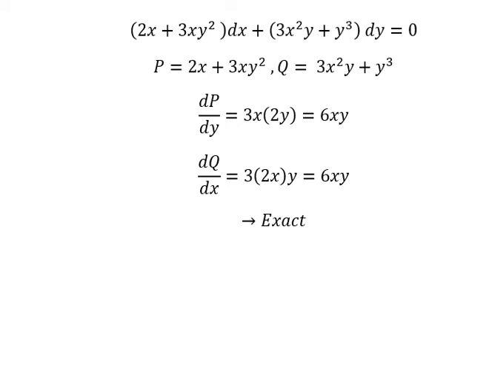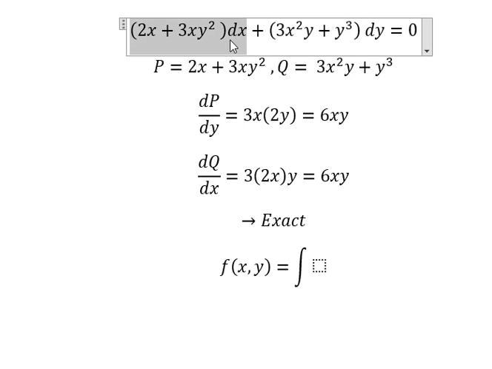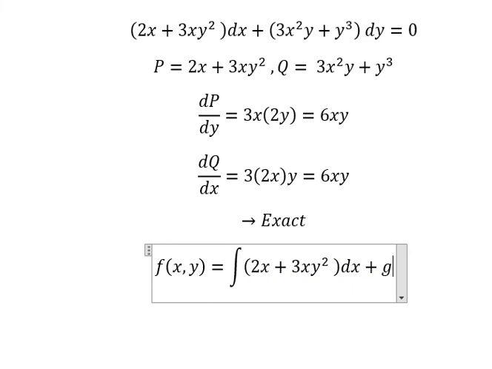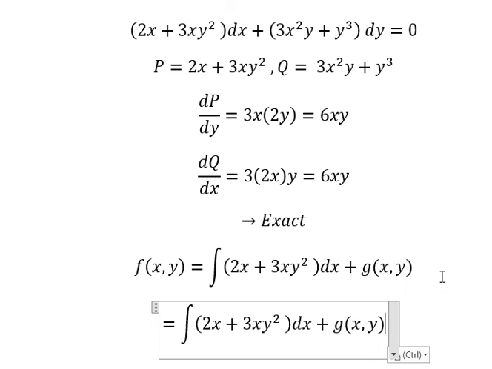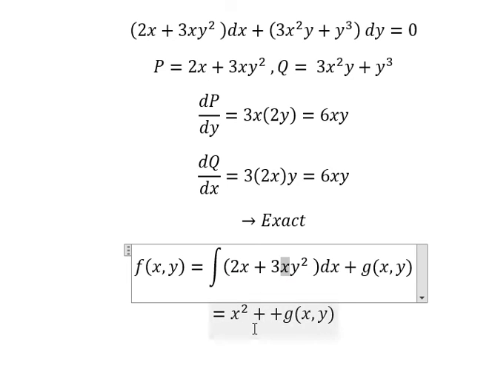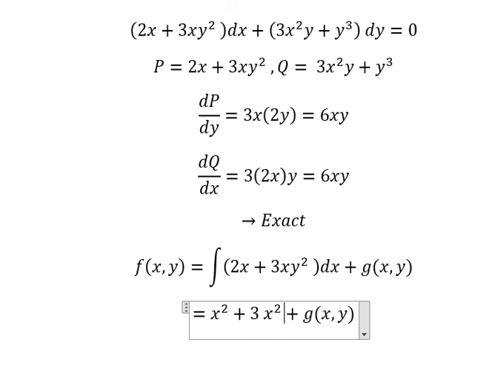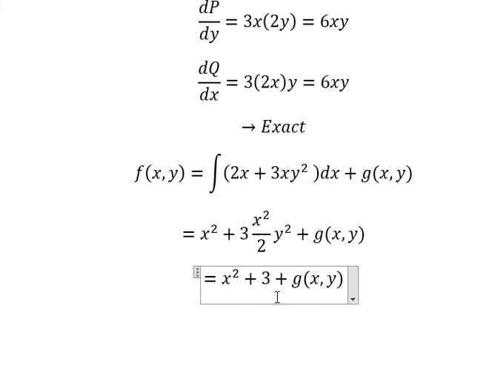Now we need to set up about the function f(x,y). f(x,y) equals to the integration. So I will select about this one plus 3xy. So the integration of 2x, we have x squared. The integration of s, we have s squared over 2 y squared. And this one we can put like this.